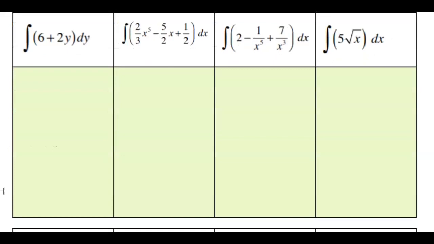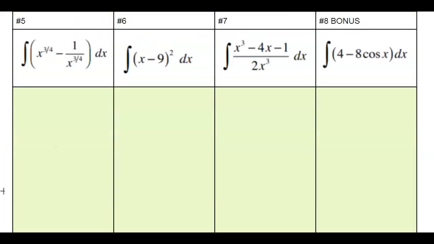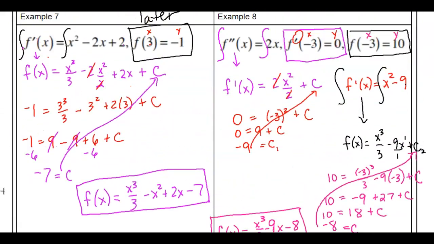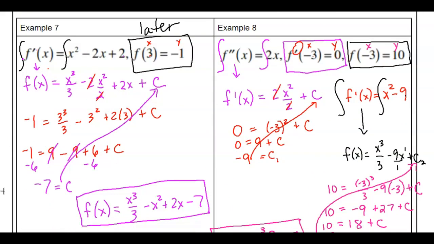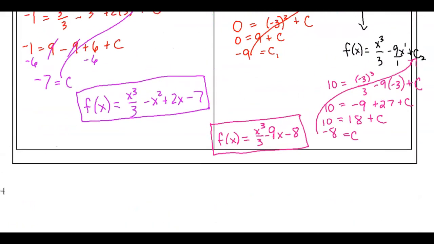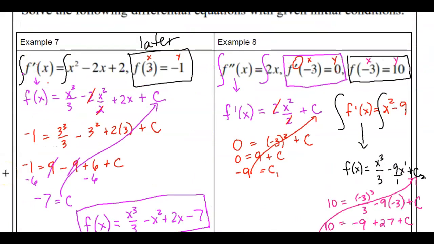All right, so I gave you a few rules to try. I do have a bonus there. And I didn't ask any of these questions, but you will see that later.